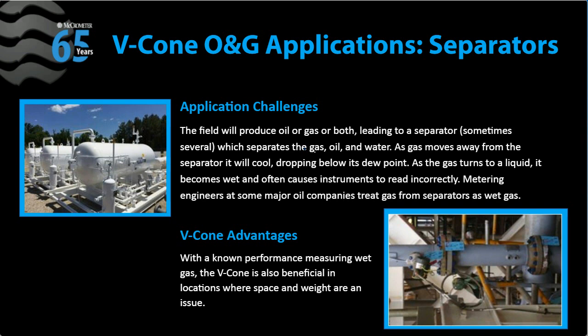We know that V-Cone has a proven performance in measuring wet gas, and it's also beneficial in these locations because space and weight are an issue, and V-Cone only requires 0 to 3 diameters of straight run upstream and 0 to 1 diameters of straight run downstream, proving to be an advantageous flow meter in these types of applications.